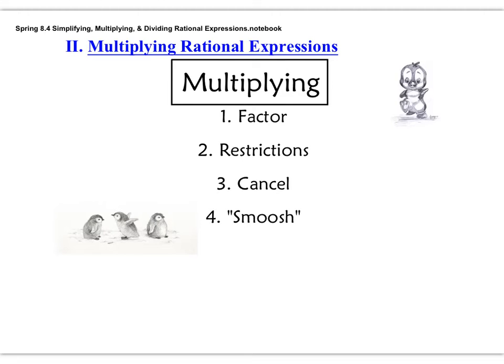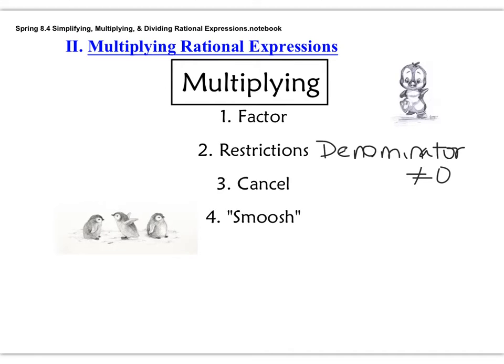You're still going to factor first, and that's every top, every bottom that you can. You will do your restrictions, which is just based on your denominator. Right, restrictions is denominator only, and that is where we set them not equal to 0 and then solve them. Then you're going to cancel, and then the last step, step 4, is smoosh.